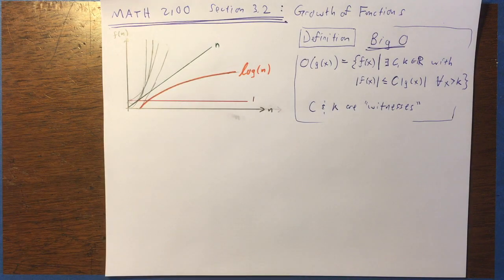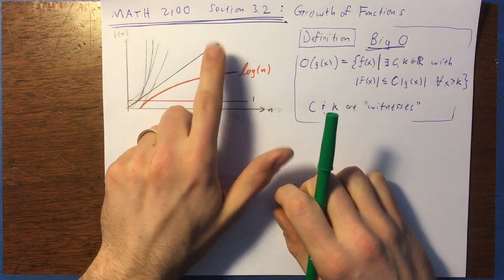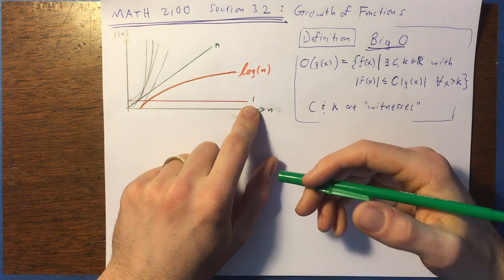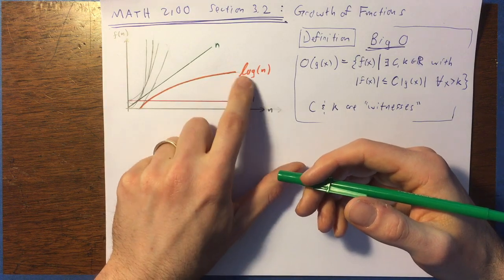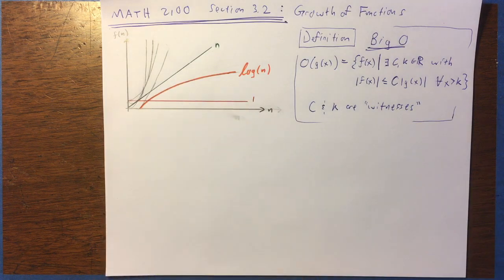Okay, so we have n as a nice benchmark, right? f of n equals n is a nice familiar idea. 1 is a nice benchmark because it's constant. Log of n lies between them, right? So it's slower than n, but it's faster than 1. So that's what we have so far.